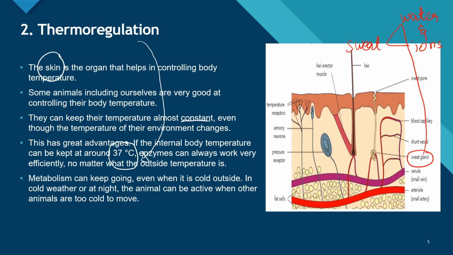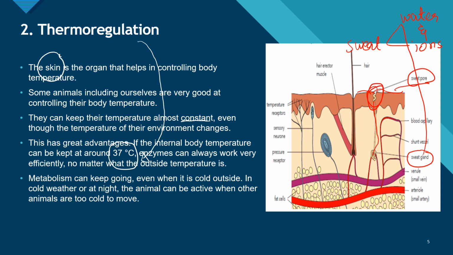Then the sweat travels up the sweat duct to the skin surface and is released through the pore. So this is the sweat pore through which the sweat is released. We'll look at when sweat is released and all, so don't stress yourself. Then we have the blood vessels.